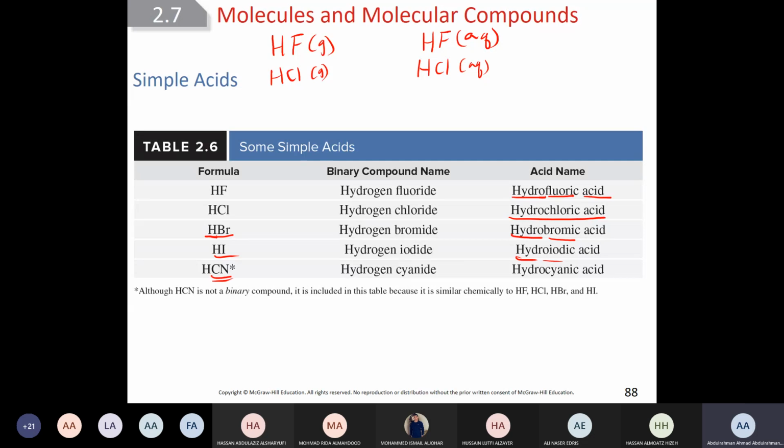And this one, which group is this one? Polyatomic. What's the name of this group? Cyanide. We also treat it like the other elements in the halogens. So we call it hydrogen cyanide or hydrocyanic acid. I want you to be careful now. What's the name of this acid? One more time. Hydrochloric acid. Right?